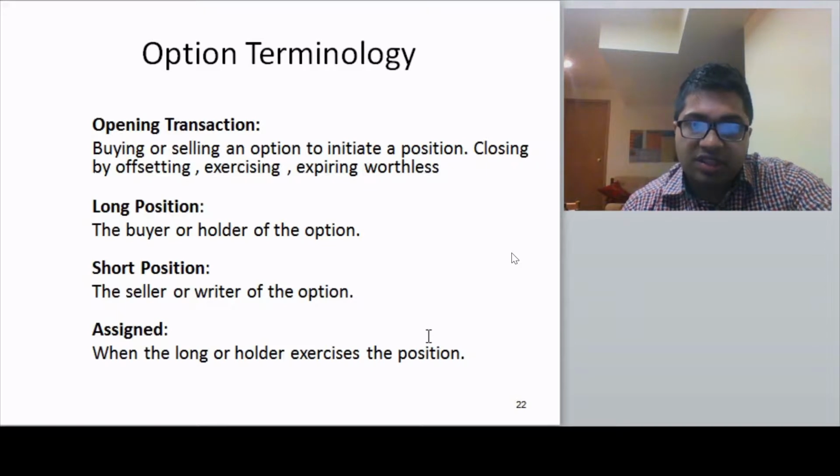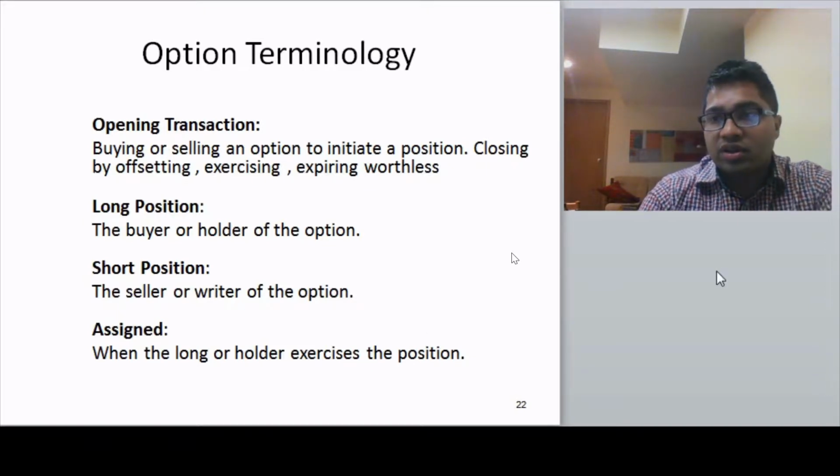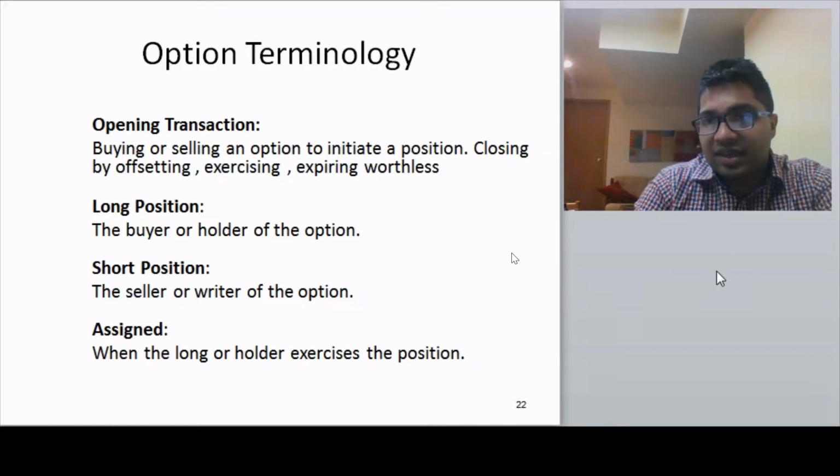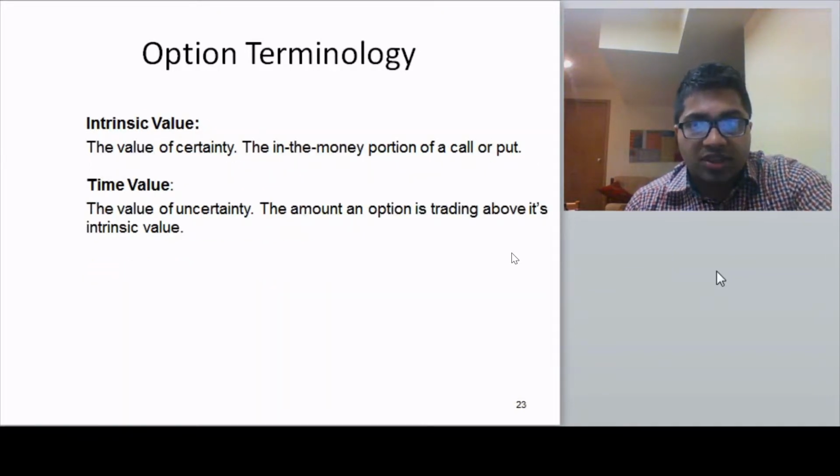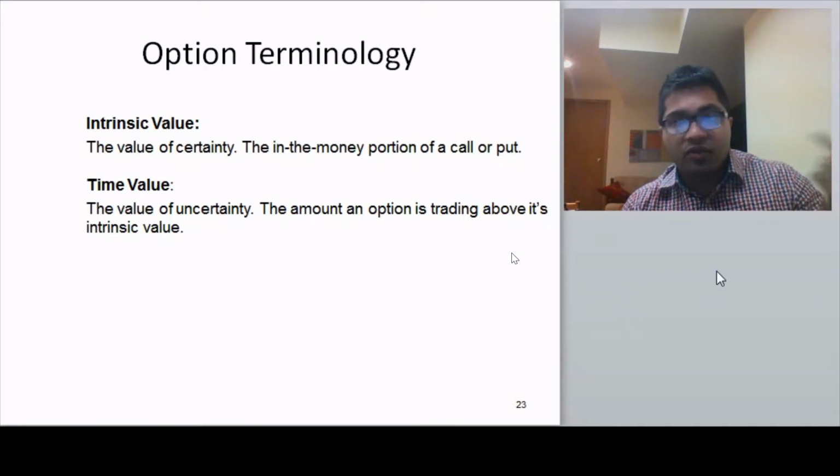A short position is the seller or writer of the option. Assigned is when the long, or the buyer, executes the trade, that is, exercises his option. Intrinsic value, the value of certainty, the in the money portion of a call or put. So if you are making profit in an option, if the price goes above your exercise price, then the options are called in the money. If the price is below the exercise price, then they are out of the money.